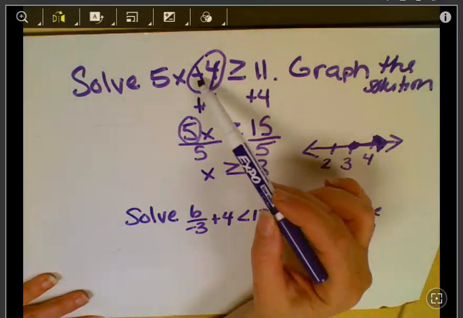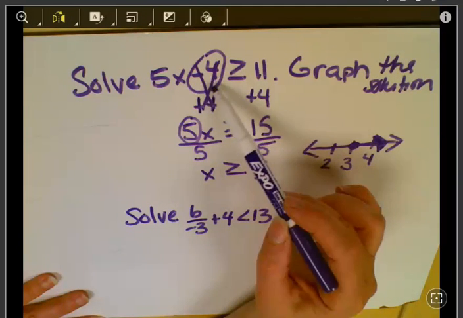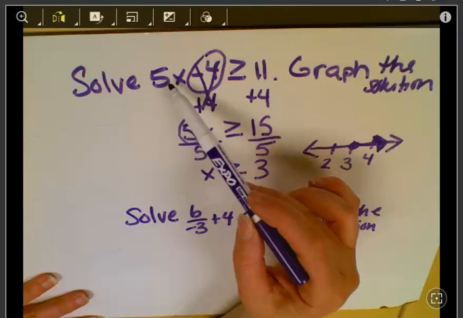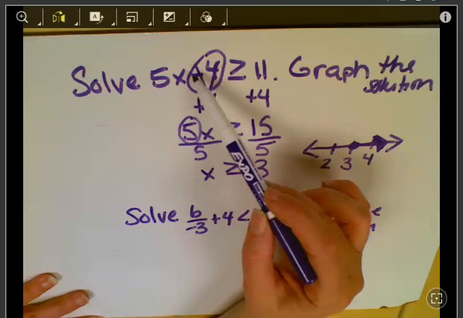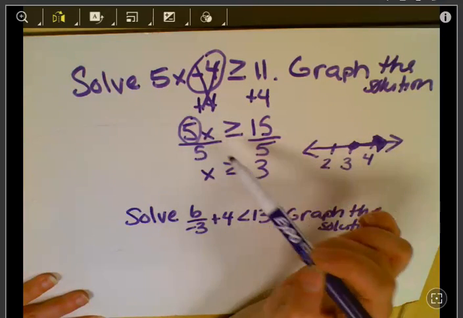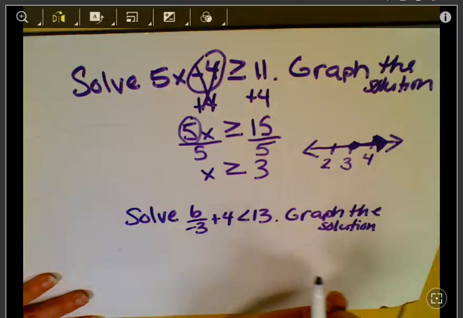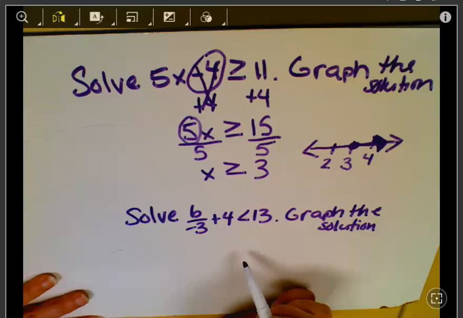So it's a two-steppy problem, taking away the subtraction first, and then taking away the multiplication by dividing. So subtraction we added 4, and then we divided by 5. So I have a second example as well.